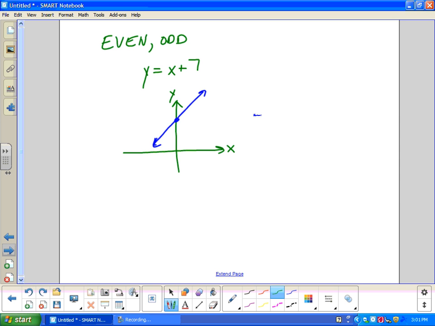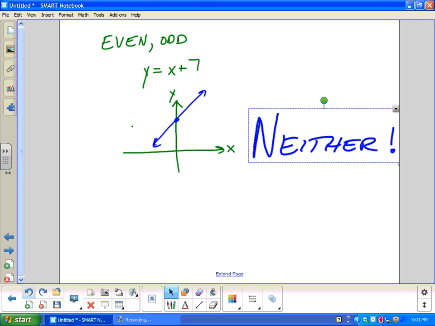Here it is. Does that reflect first and third quadrant? Obviously not. Does it reflect across the y-axis? No, because if it reflected across the y-axis, you'd have to have this and this, right? So this is not an even function. This is not an odd function. It's neither. All right? So there's always three choices: odd, even, or neither.